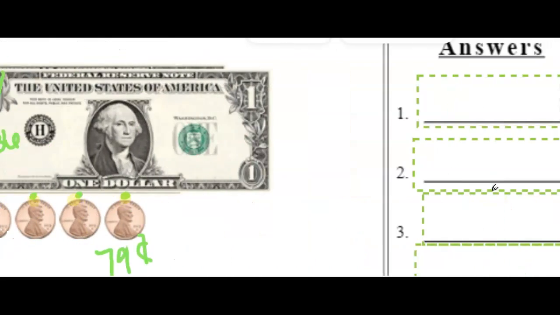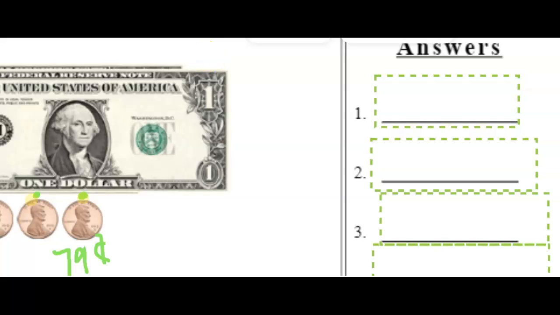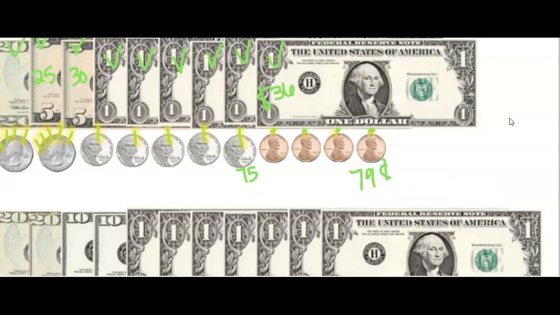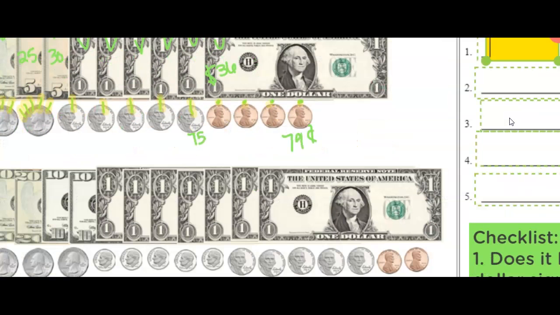If I have $36 and 79 cents, click on your arrow tool at the top and click inside the box. And we'll type in the dollar sign. You can find the dollar sign by clicking Shift and then 4, or you can find it on your keyboard. Shift and then 4. Then I can write the dollars, 36.